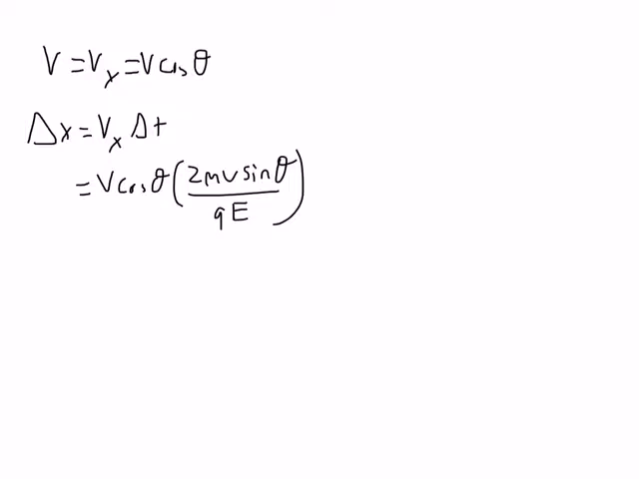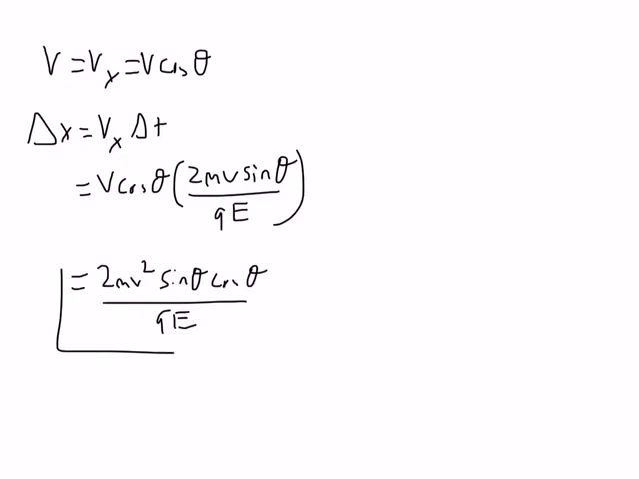And this is already done. I mean, you can clean it up a bit, but writing 2mV squared sine theta cosine theta over QE is a little bit nicer, but it doesn't really matter. Once you've recognized the horizontal velocity is constant and plugged in all those components, then you're really pretty much done.